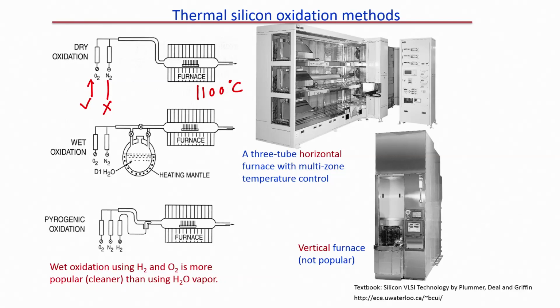Second is wet oxidation. In wet oxidation there is a bubbler, and a heating mantle on the outside, this is a heating mantle here, right, and there is water inside the bubbler. Now, we heat this water and the vapors are created.